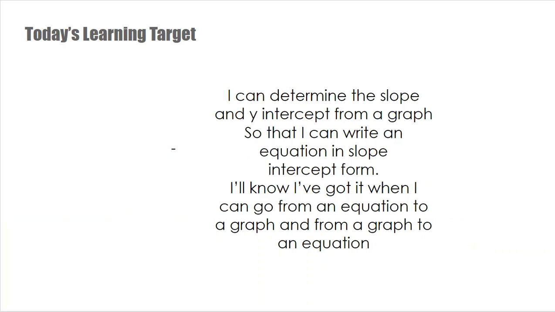All right, so what are we going to do today? Today we're going to determine the slope and y-intercept from a graph so that I can write an equation in slope-intercept form. Okay, so like the last couple classes, we had an equation and we graphed it ourselves, right? That's what we've been doing. Today, they're going to give us a graph and we are going to find the equation. So they're going to give us something that's already graphed and we're going to find out what the equation is.